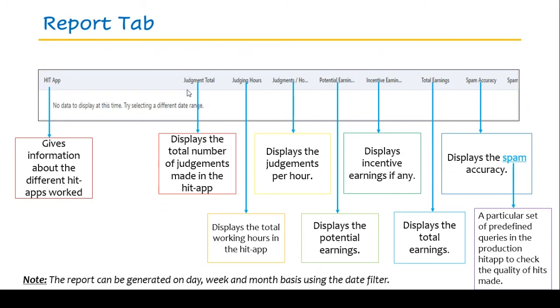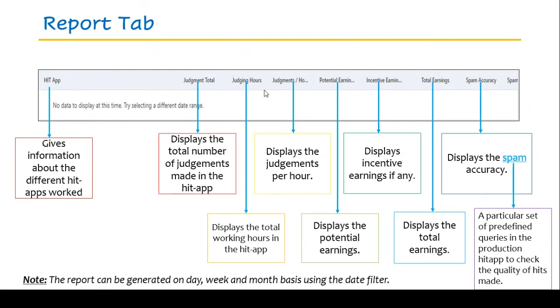This tab, that is the judgment total tab, will display the number of judgments that you have made in the hit tab. So if you have made 100, it will show 100. If you have made 200, it will show 200. So the total number of judgments that you have made in one single hit tab will be given here.